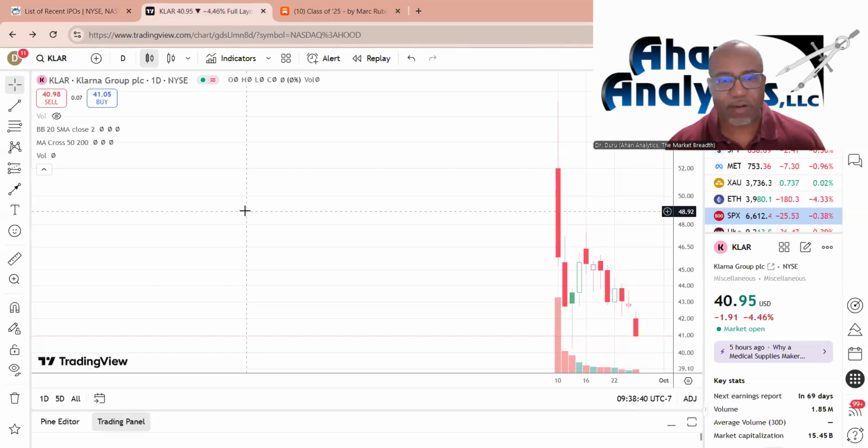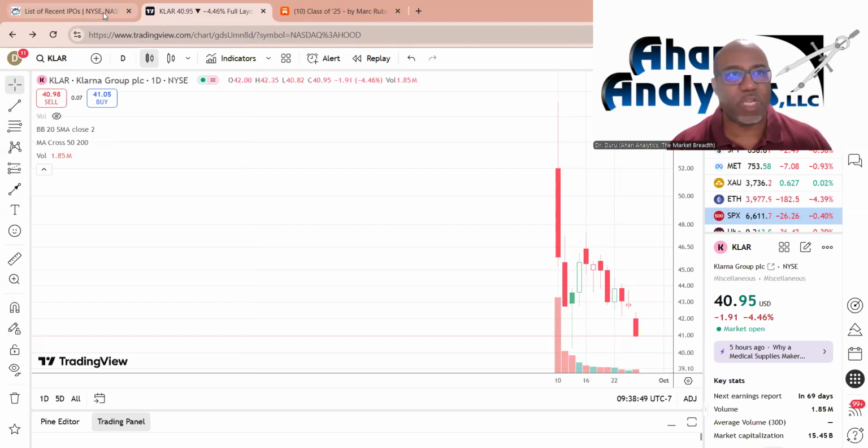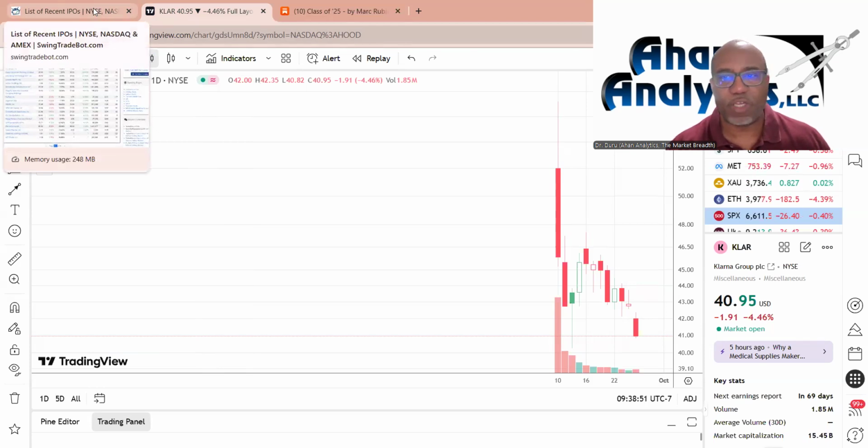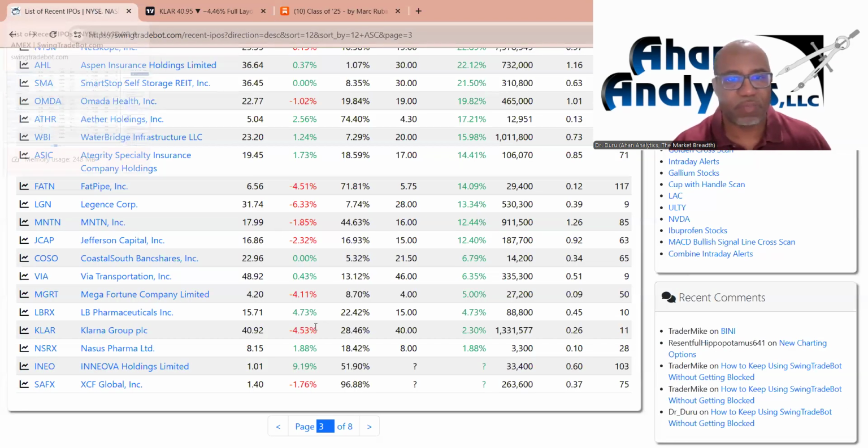So this is the characteristic of a lot of IPOs, a lot of wild pricing, because it's a new issue, and sometimes the market just doesn't really know how to give a good valuation for the risk involved with the company and the business. Okay, so KLAR goes on the watch list, but I am not interested in buying.